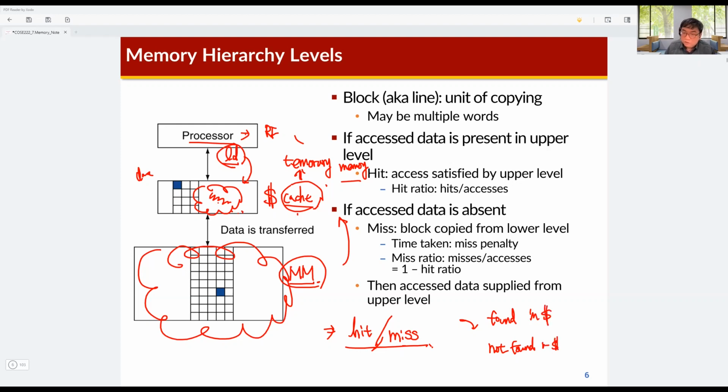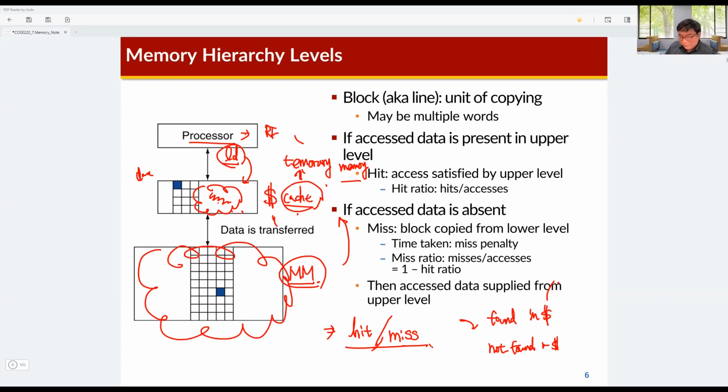So I frequently use this $ mark for the cache, because the pronunciation of the cache is similar to cash. Okay, 현금. So I frequently use this mark, and actually many computer architects use this $ mark for cache memories.